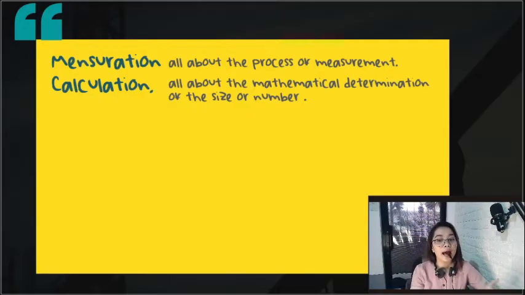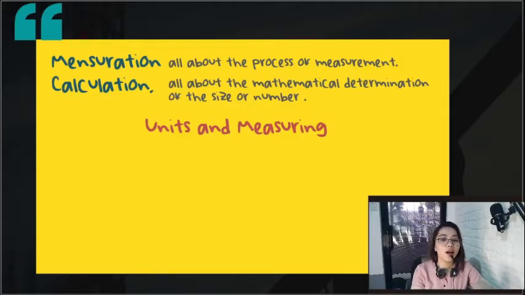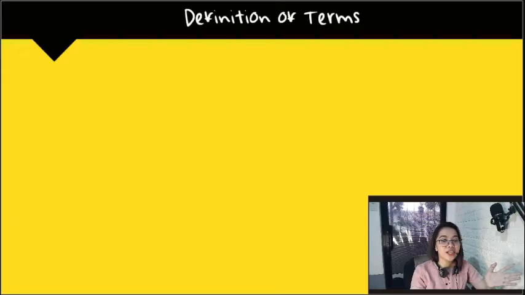We also have units and measuring that will be discussed later on. Before we dig deeper into that, let's first know the different terms that we will encounter along the way. Let's go for our definition of terms. First is the bin. A bin is a container or enclosed space for storage, as what we know.